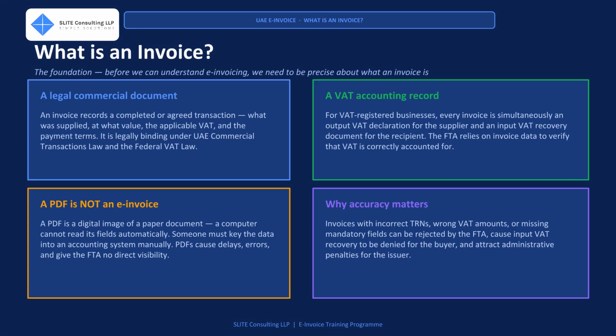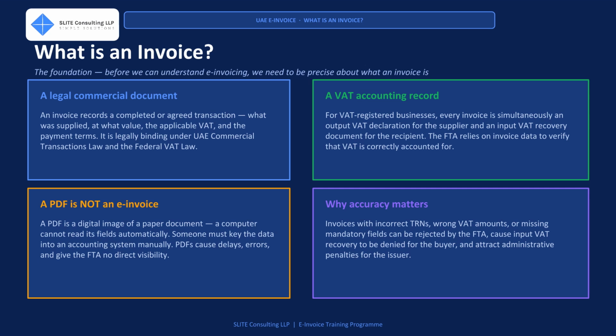Second, it is a VAT accounting record, simultaneously an output VAT declaration for the supplier and an input VAT recovery document for the buyer. Third, it is an audit trail. The FTA can ask to see any invoice for 5 years. Fourth, it is a business control. It triggers revenue recognition, accounts receivable, accounts payable matching, and downstream reporting.